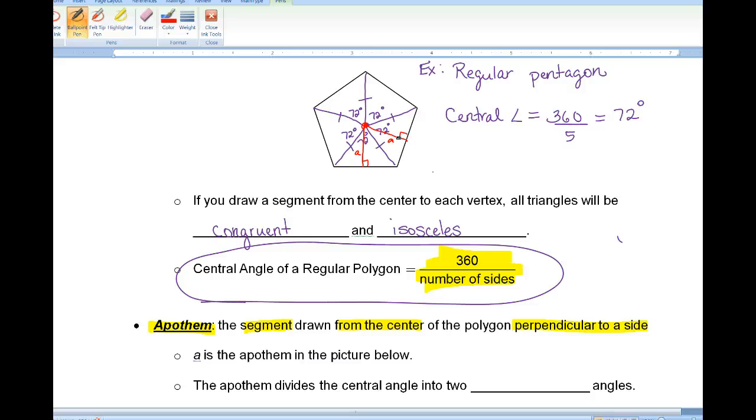If you have 72 degrees, 36. No, that's wrong. It's 90 degrees. This is 90 degrees, but what about the angle up here? It's half. So we're trying to figure out.